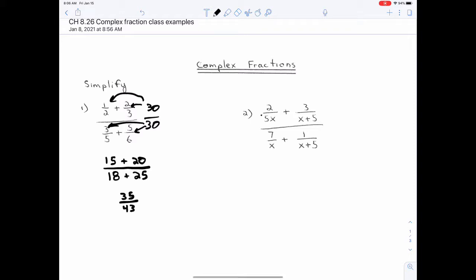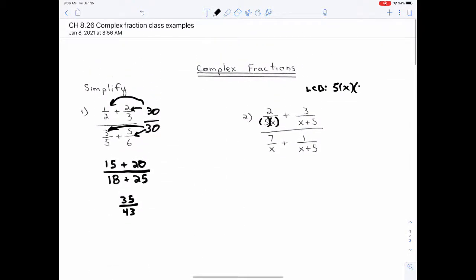Now here, what's the common denominator for this? First of all, you have to realize that the 5 and the x are separate factors. So what do you do to find the common denominator? You take all factors raised to their largest exponents. Let's take a look at all factors. So let's find the least common denominator first of all. We have a 5. We have a single x by itself. We have the quantity x plus 5.